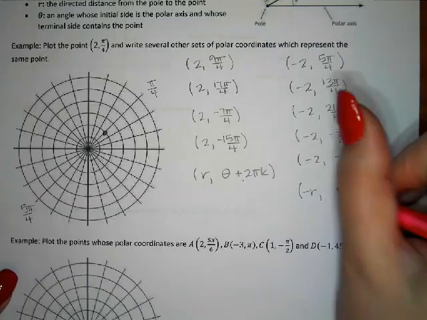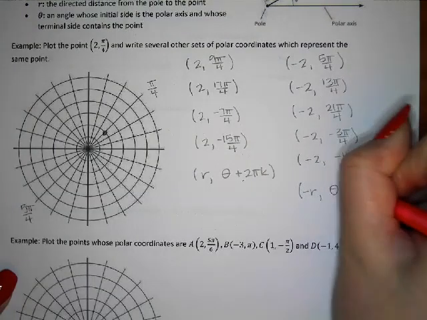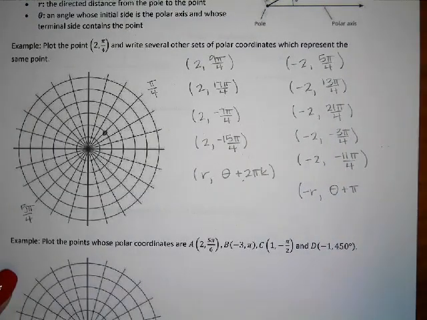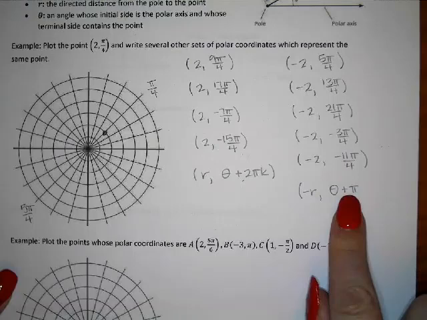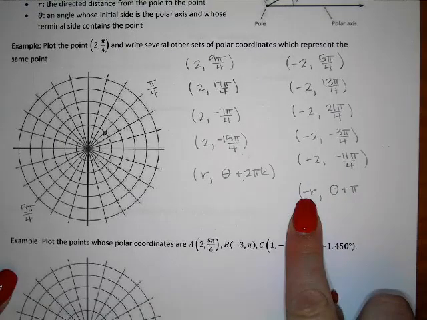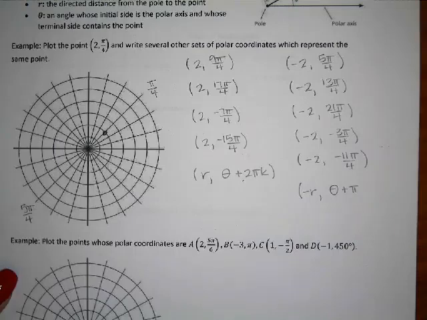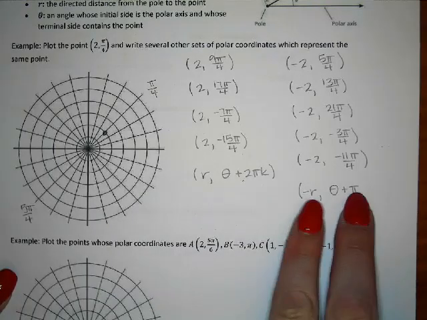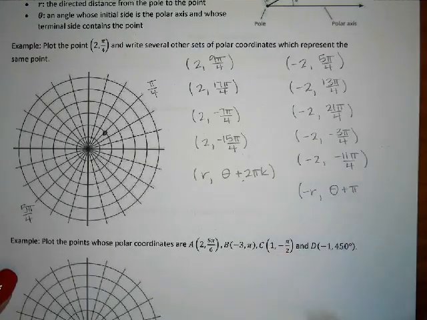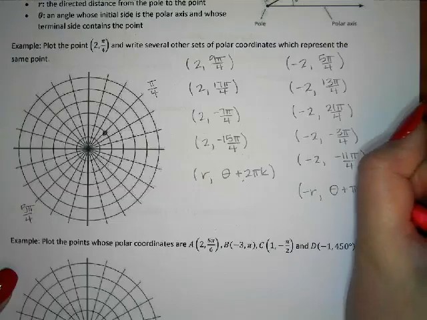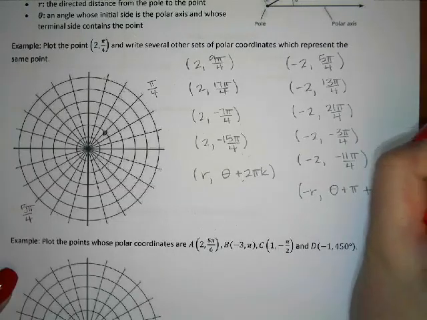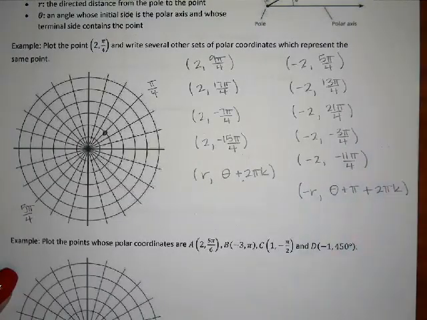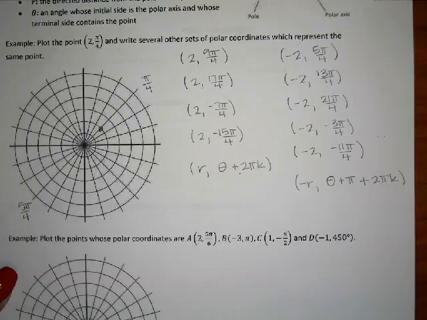So you're going to take theta and add pi to it to go to the opposite side of the circle. Doing the negative of the radius kind of bounces it back to the correct side of the circle. It's like a double negative, and they undo each other. And then plus 2 pi k would be us finding coterminal angles so that we can write other points.